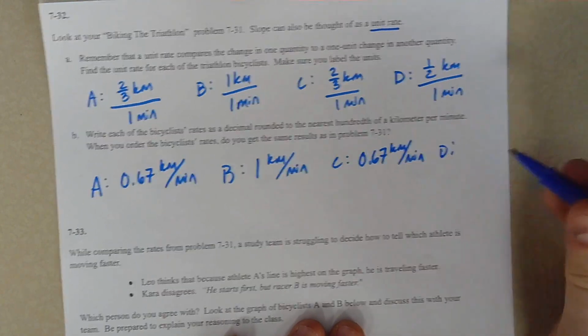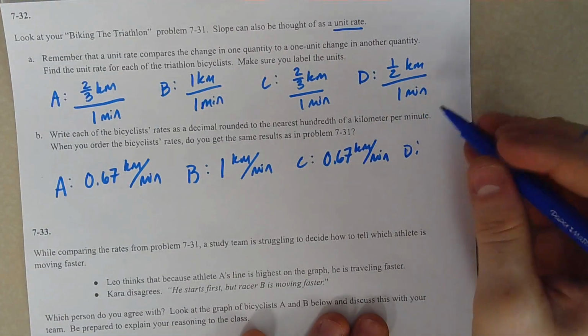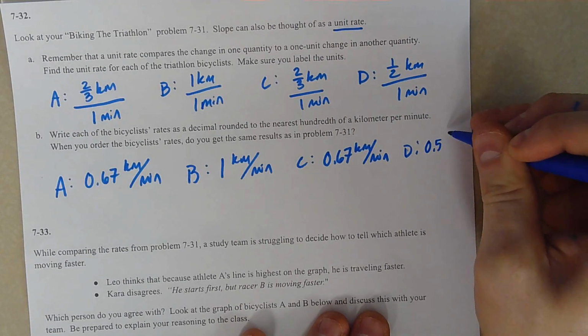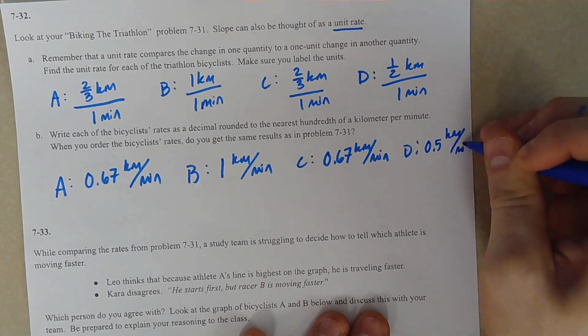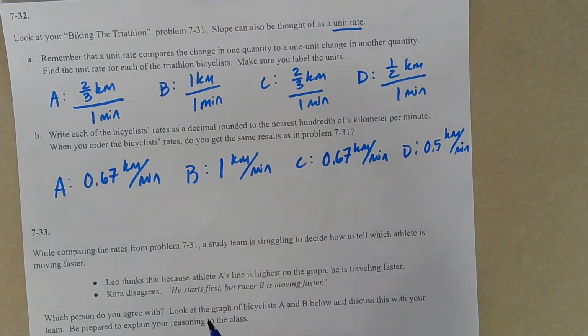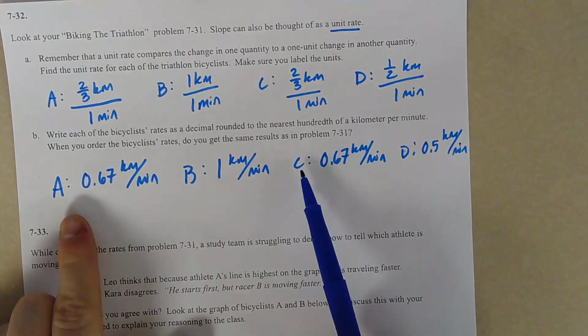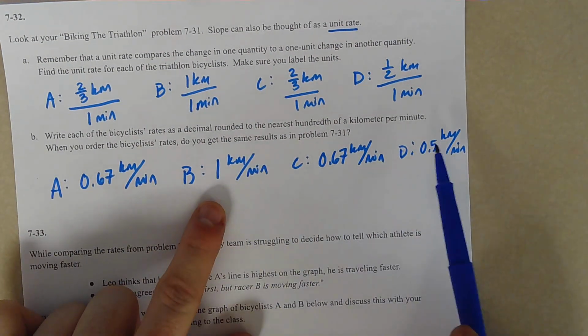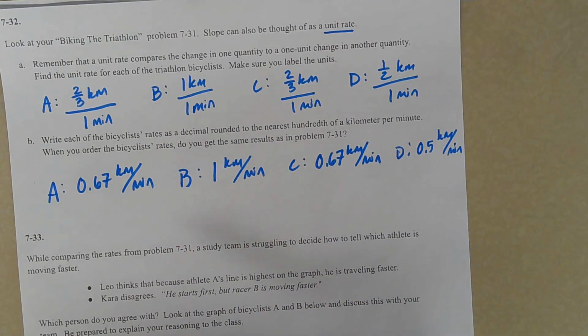And then D, 1/2 divided by 1, that would give us 0.5 kilometers per minute. So our bikers A and C were both traveling at 0.67. Biker B was traveling at 1 kilometer per minute, and biker D was 0.5 kilometers per minute.